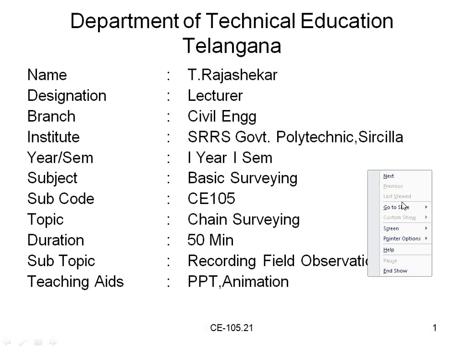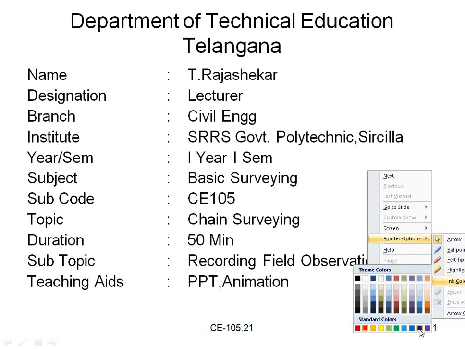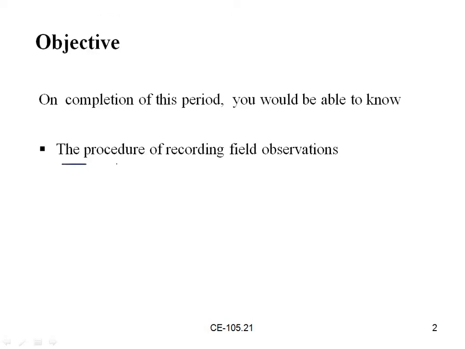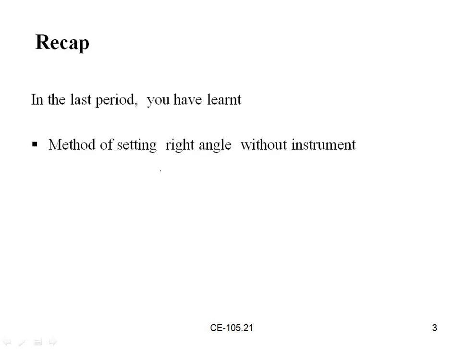Then next, you see how to record the field observations in chain surveying. We will now learn the procedure of recording field observations, and some of the conventional signs are also there. In the previous session we have seen the field book.